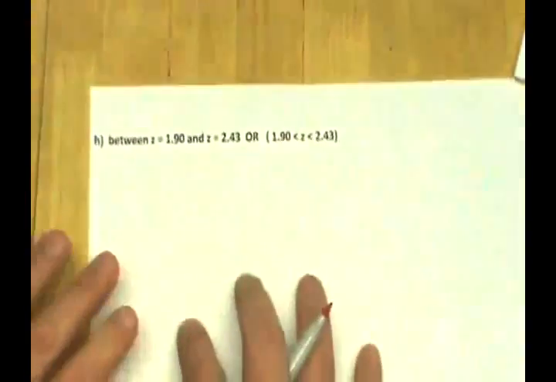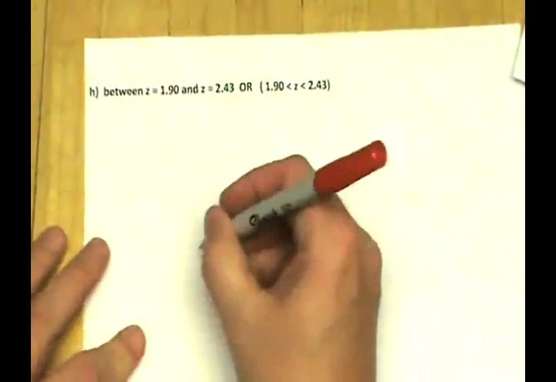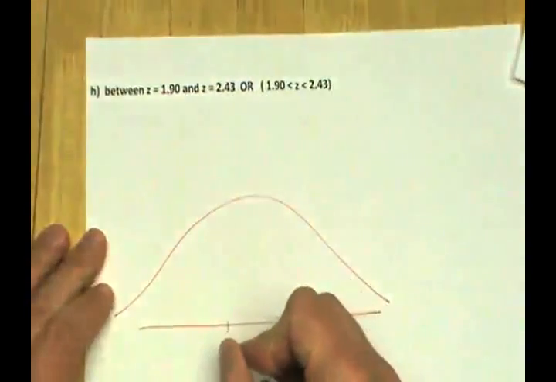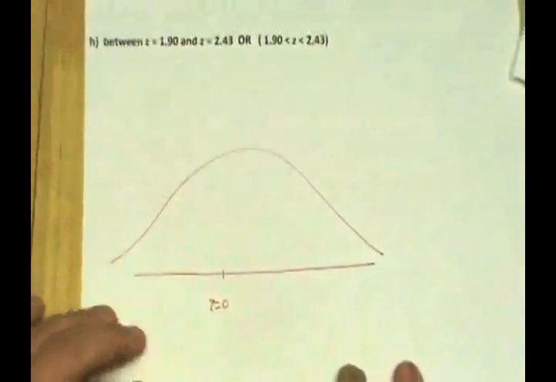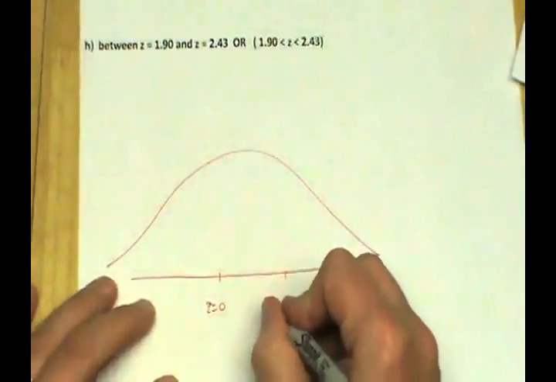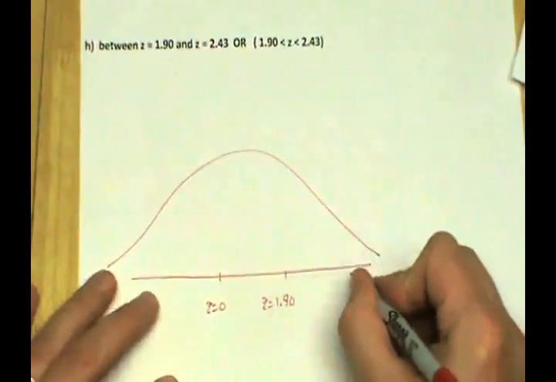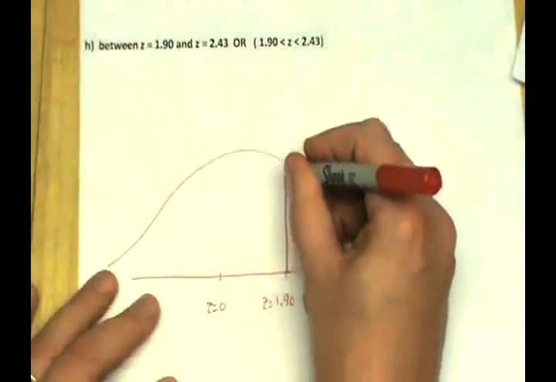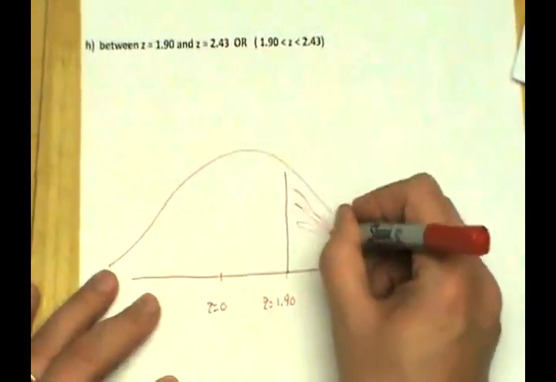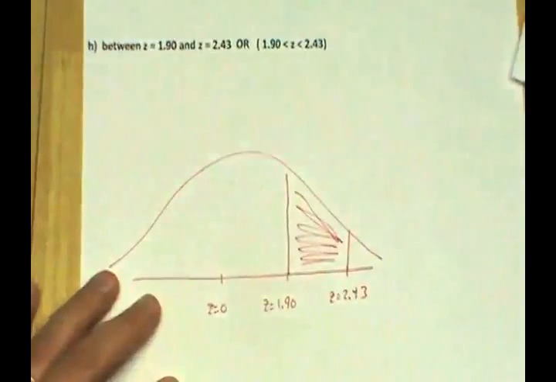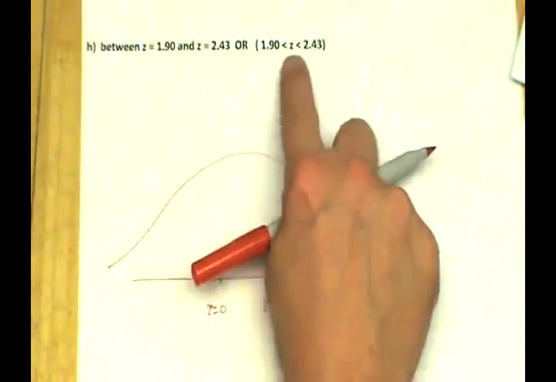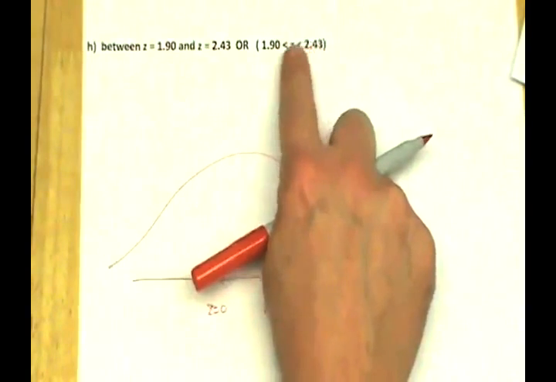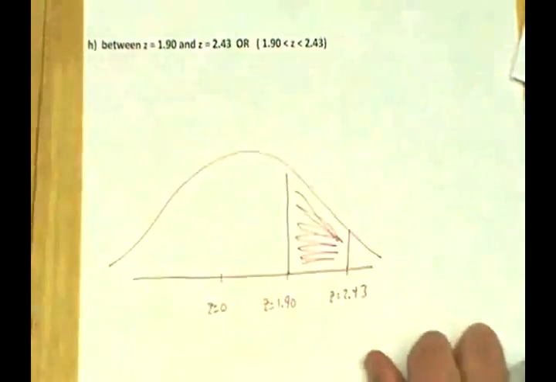One more. Between a z-score of 1.90 and 2.43. Okay. 1.90 is a positive, and 2.43 is also a positive, and we went between those two. So that's the shaded region we're looking at right there. And you notice also here algebraically z is sandwiched between 1.90 and 2.43. So that's where the between comes from.